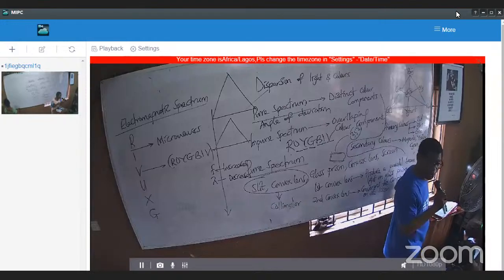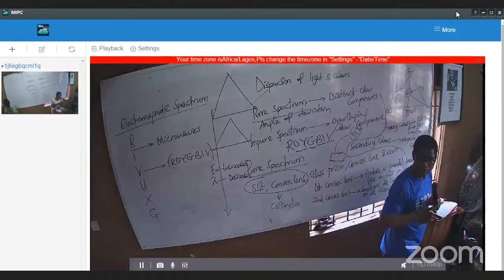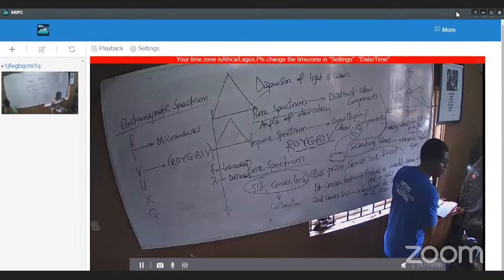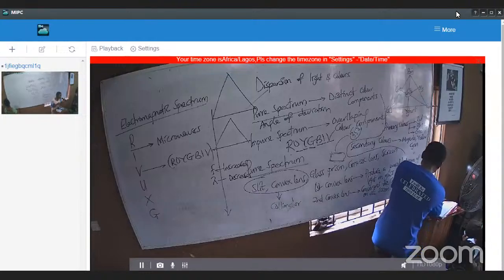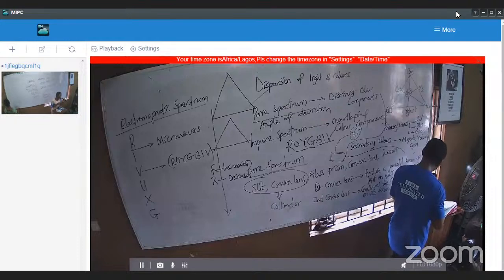Option C, the speed of each color of light in the glass is proportional to the refractive index of glass for each color.